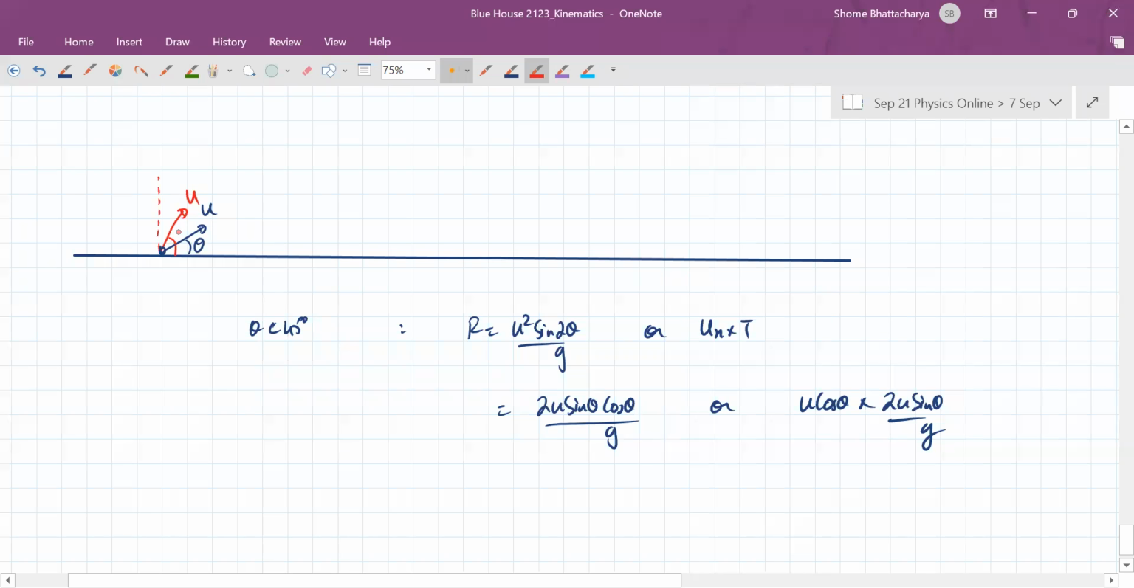Sir, ux is, I believe, u cos theta t, no? No, beta, that is the x coordinate. Ux is the x component of velocity. Okay, sir.